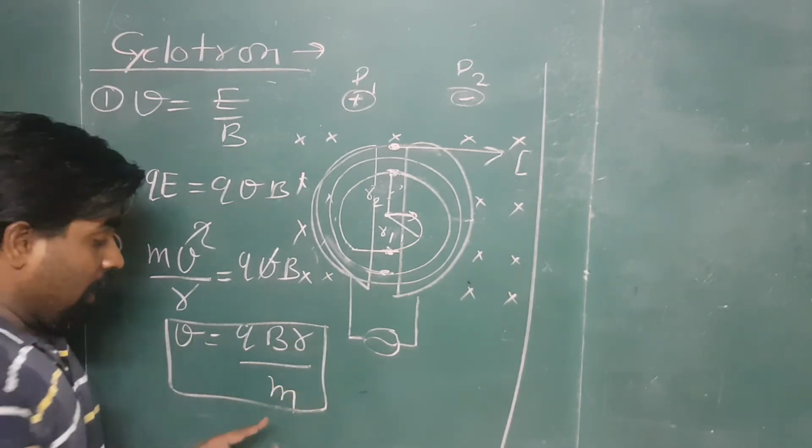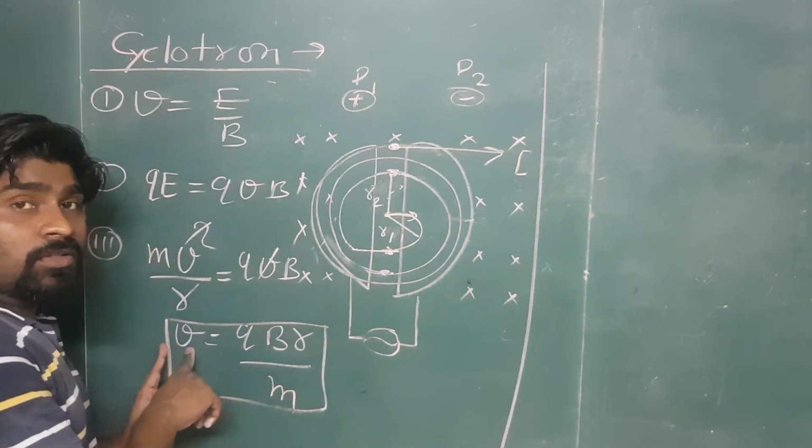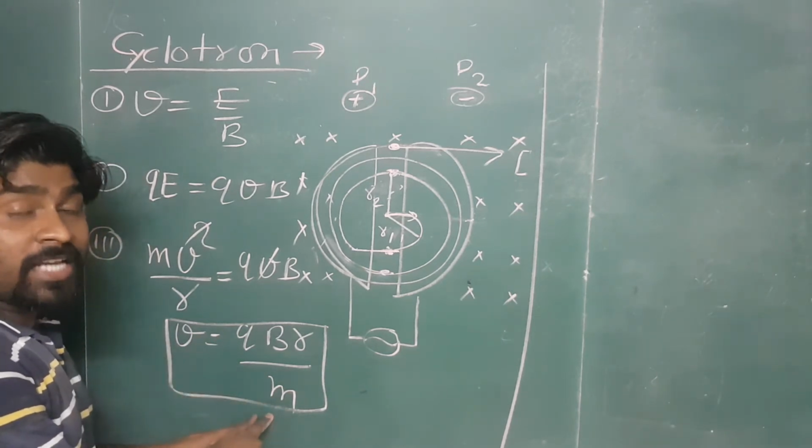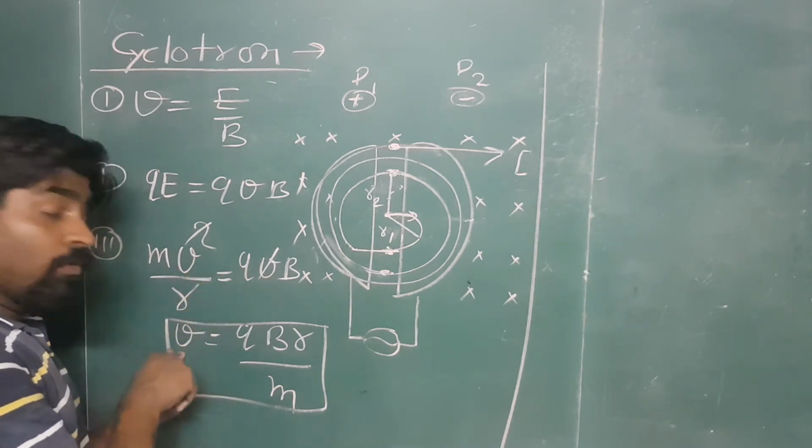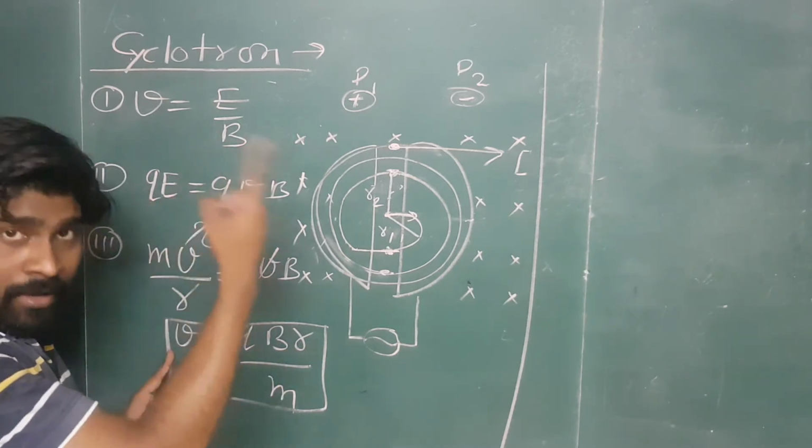So what did you learn? If the mass is less, the velocity will be greater. If I am taking the electron, which has the least mass, the velocity of the electron would be maximum. And if its velocity is greater, then the radius will also be maximum.